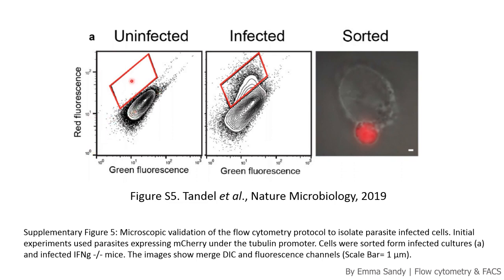You can see in the red box between uninfected and infected that the gate is drawn on the uninfected cells. Then it can be copied over, and any cells which are inside the gate on the infected graph are the ones that are infected with the red parasites. These infected cells have then been sorted, and you can see under microscopy that the red parasite is there.